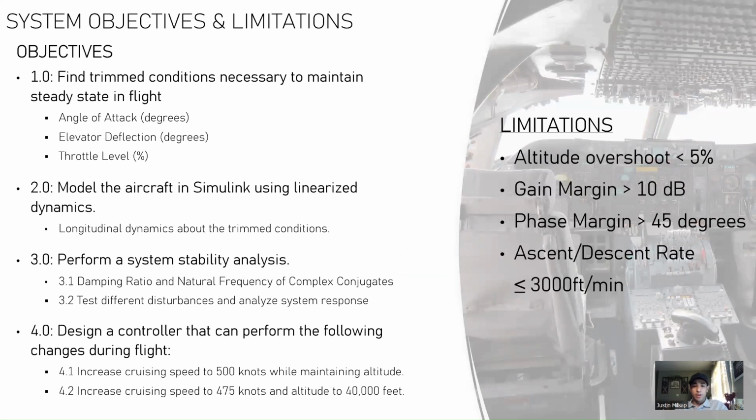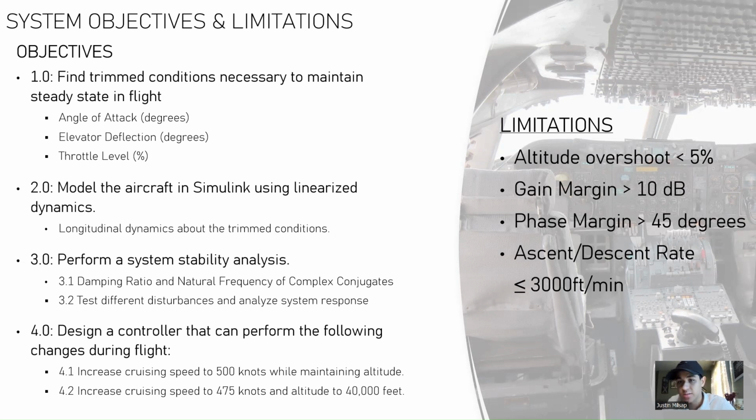The objectives for this project were to find trim conditions necessary to maintain steady state in flight, such as angle of attack, elevator deflection, and throttle level. We then modeled the aircraft in Simulink using the linearized trimmed dynamics. And then we also wanted to perform a system stability analysis. Then we designed a PID controller which will satisfy increasing cruising speeds to 500 knots while maintaining altitude, and also increasing cruising speeds to 475 knots at an altitude of 40,000 feet.